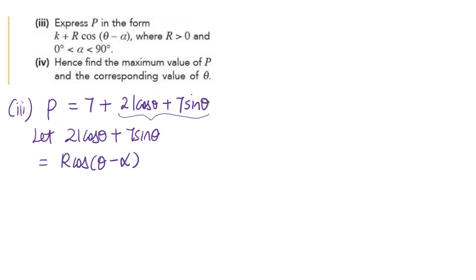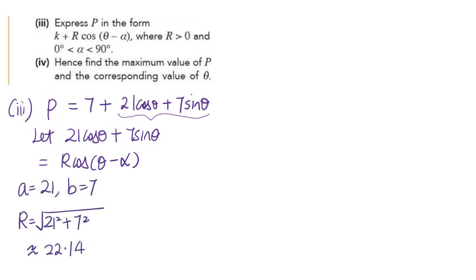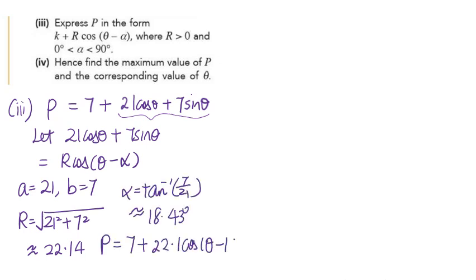Then your A is 21, B is 7, so you can find your R. And then your alpha will be tangent inverse B over A. So you put everything back into your P. So that's it. Then for part 4, it's to find the maximum value of P and the corresponding values of theta.